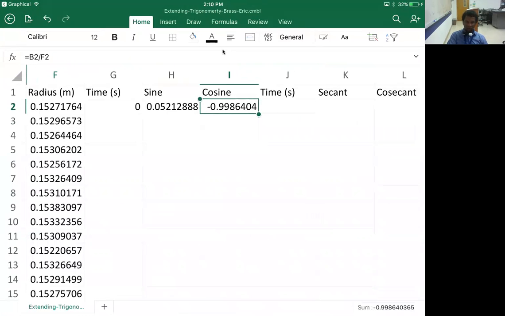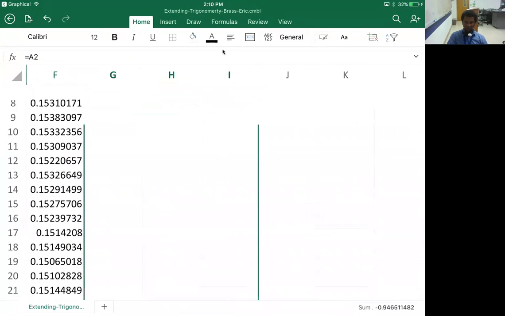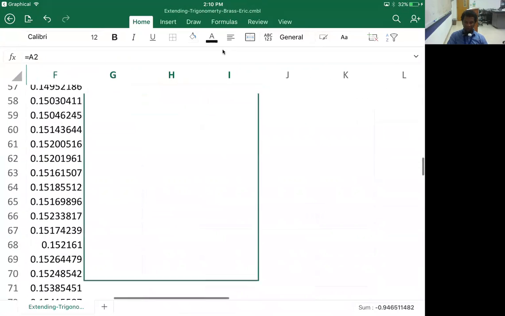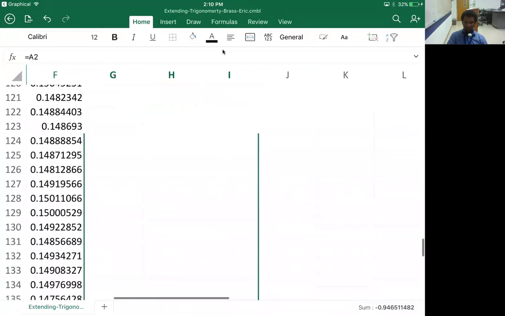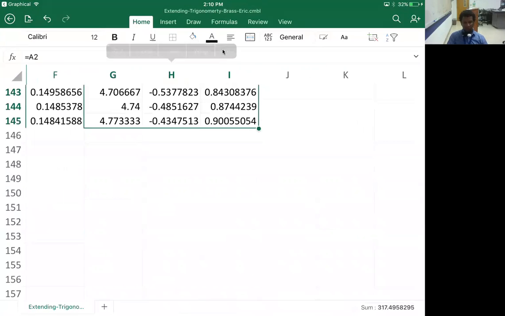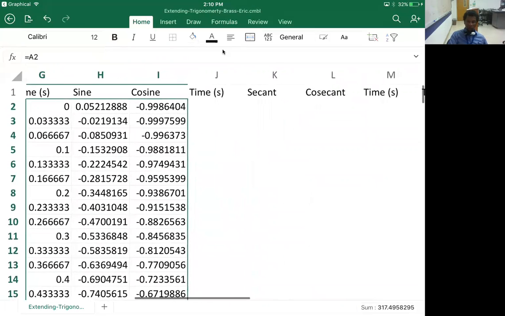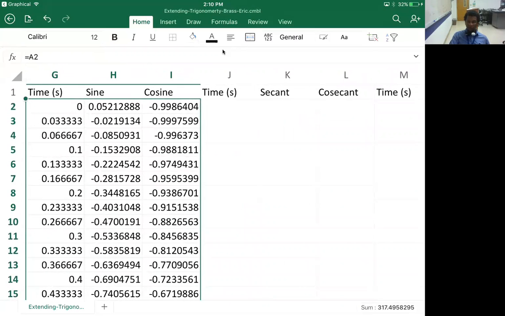So what we're going to do is take this data and fill it. Now that is the first portion. We want to continue on, and we want to do the same thing for time, secant, cosecant, time, tangent, and cotangent.